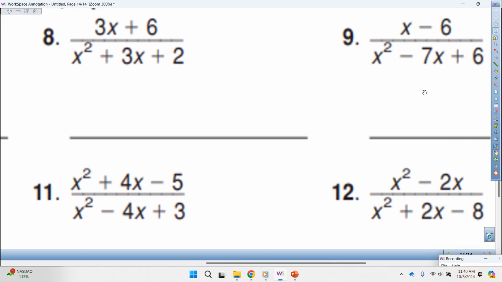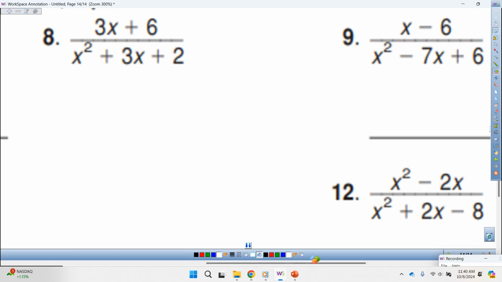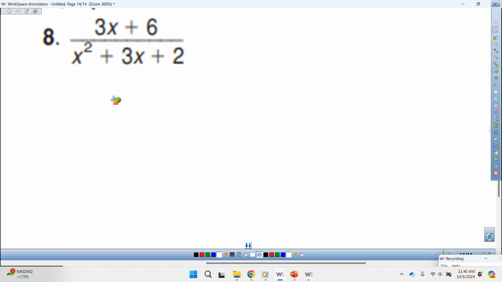I want you to do number 8 by yourself. Number 8: 3x plus 6 over x squared plus 3x plus 2. Simplify it. How about this one? Just because some of y'all, your mind's playing tricks on you. All right, let's see. Factor completely.